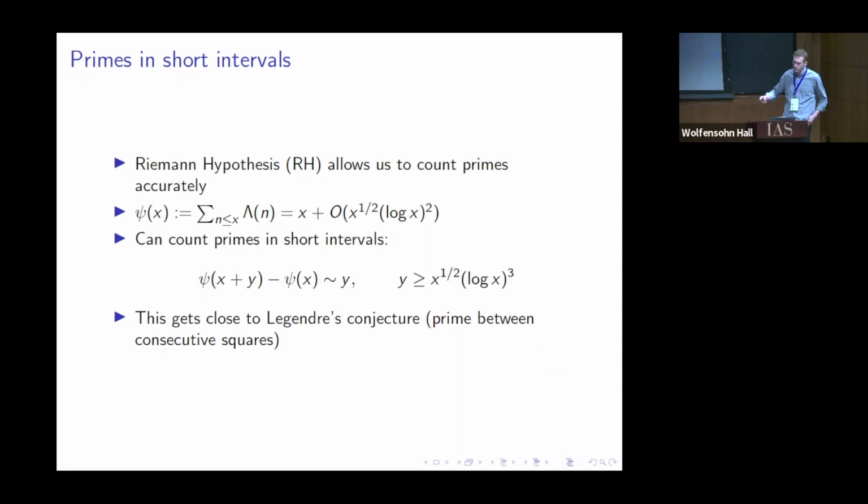And this gets pretty close to a conjecture of the genre. There's this very old conjecture that between any two consecutive squares, n squared and n plus one squared, there should be a prime. So it's not quite there, but it's getting very close to this.